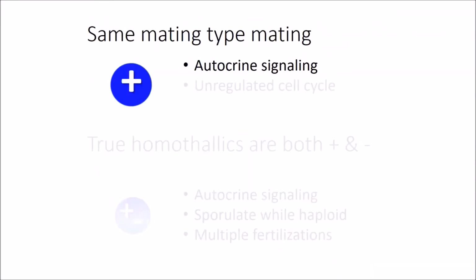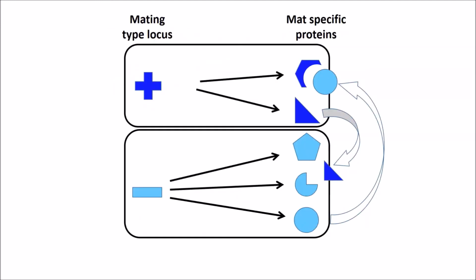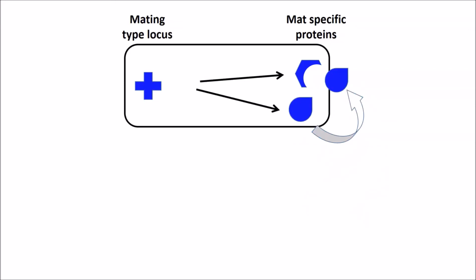First, we can think about what happens in these same mating type mating strains. What happens here is we get problems with autocrine signaling. I'll try to explain it a little bit more. As I mentioned, we have plus and minus strains. The identity of the strains is defined by the mating type locus, but what happens downstream of this is that there's interaction between the two cells that want to mate. That's what is being regulated by the mating type locus. If you have a cell that's able to respond to its own pheromones, it's no longer able to distinguish self from non-self.